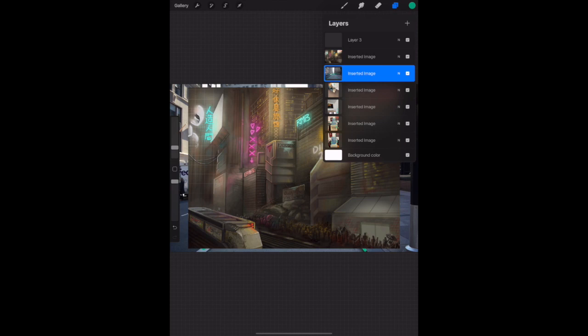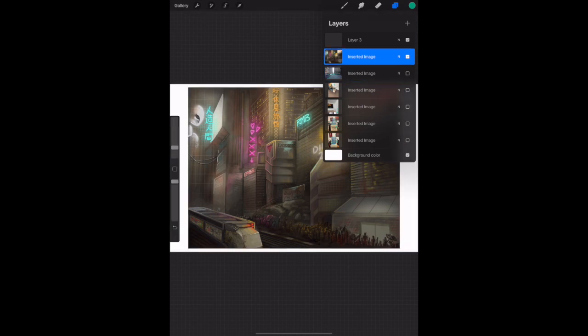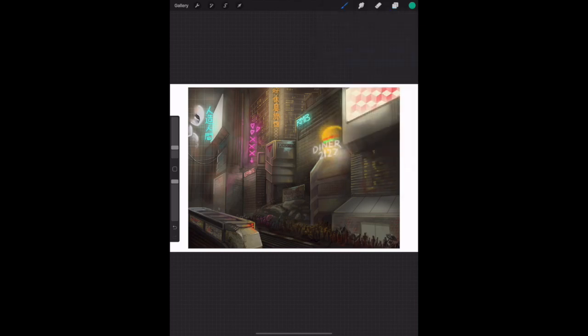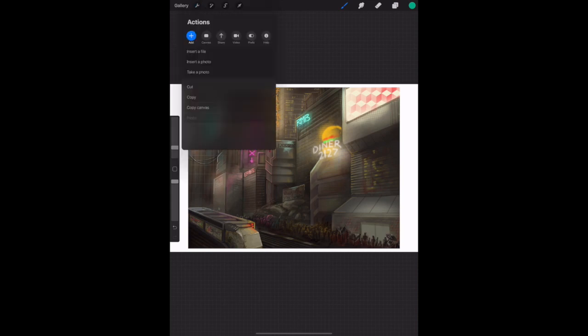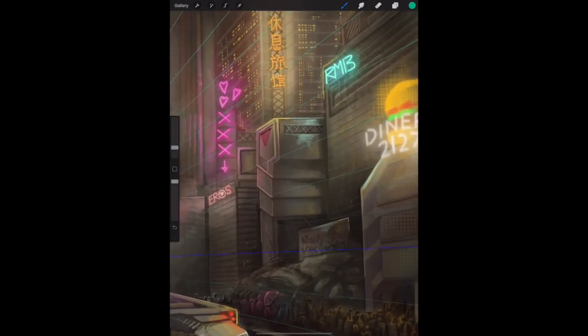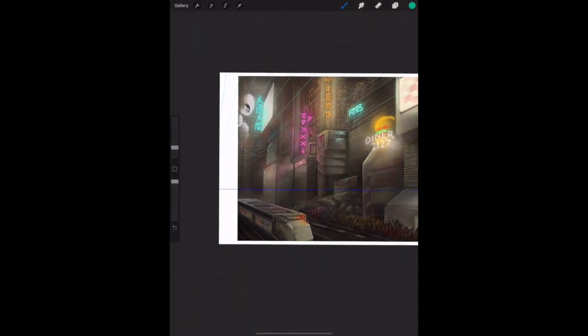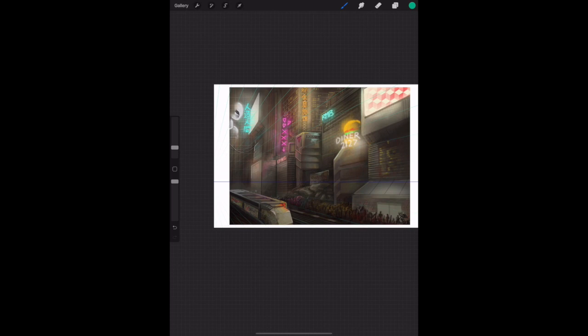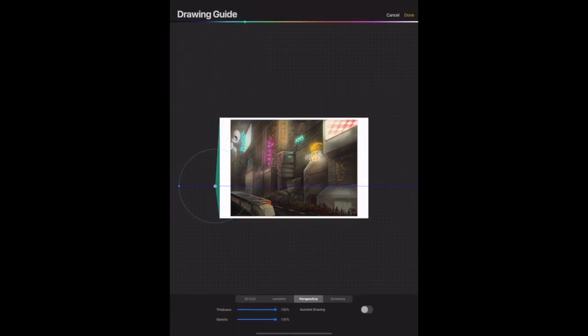A former student, Andrew Alexander, did this amazing drawing using our iPad software. And I'm going to see if I can turn on the tool that he used. It's called the Drawing Guide. And if you look closely, you can see these lines. I'm going to turn on the edit mode.